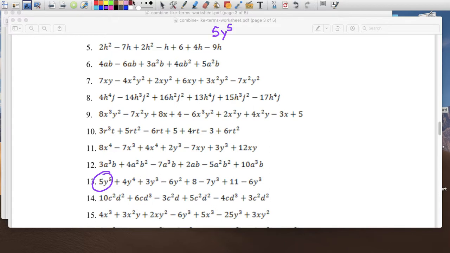Change colors. Let's do anything with y4. There's one here. Change colors. That is plus 4y to the fourth power. Is any out? No, no more y4. So those two we have nothing to worry about.